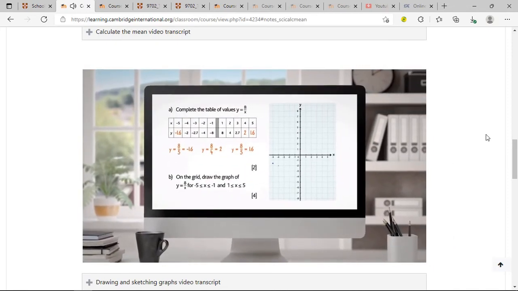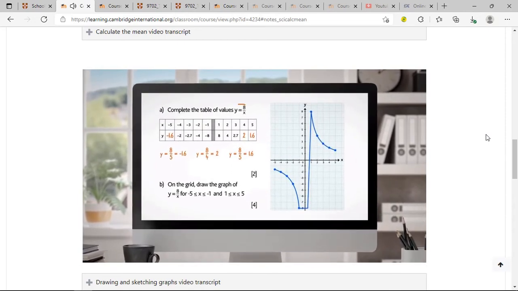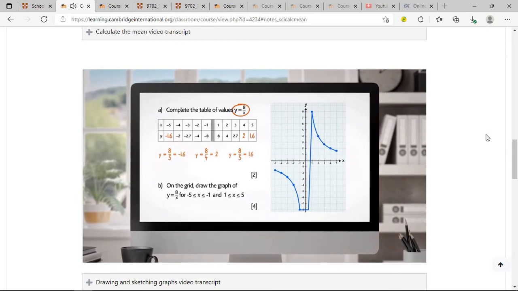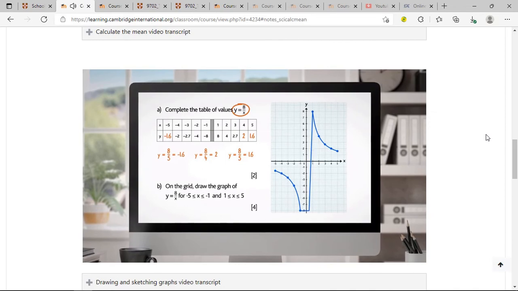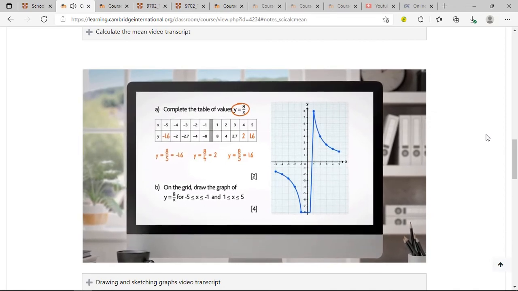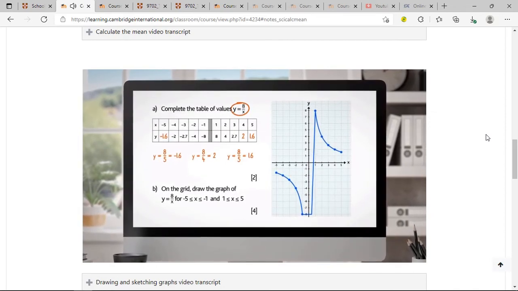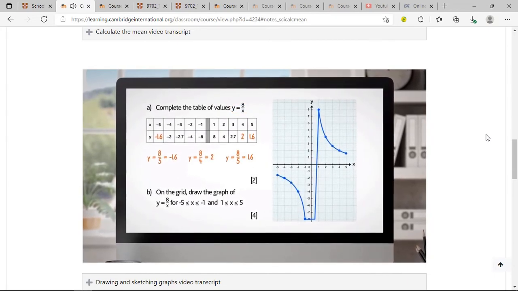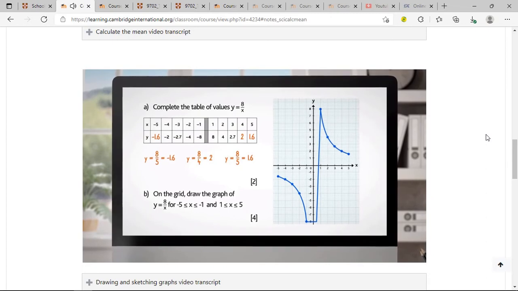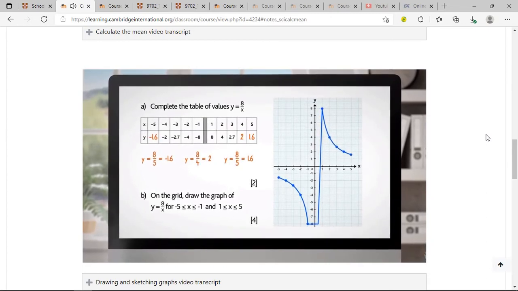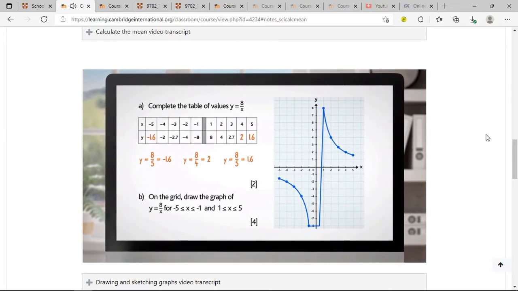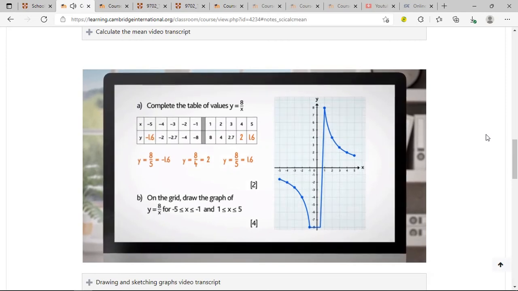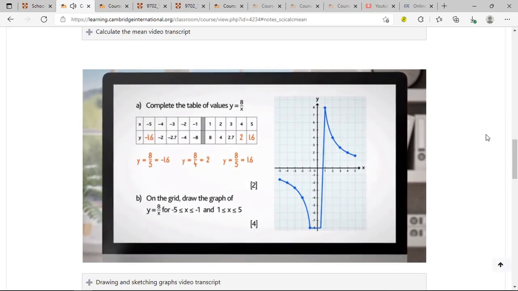In its simplest form, a reciprocal function is a fraction with a number for its numerator and an x for its denominator. There are more complex reciprocal functions, but these are not studied at this level. Let's have a look at an example. Jay has attempted to answer this Cambridge examination question about drawing the graph of the reciprocal function y equals 8 over x. Let's check Jay's working and answer.